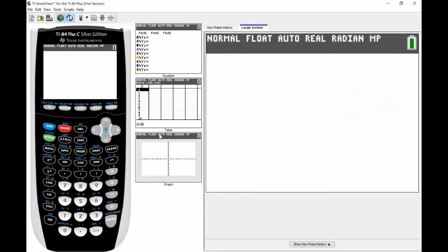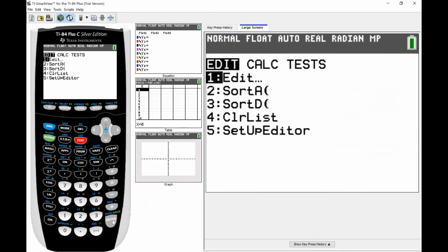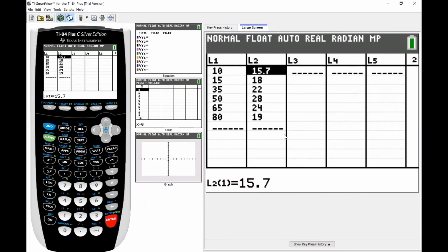I'm going to plug in this information into my table in this last example. So I'm going to go to Stat and Edit, so Enter. And as you can see, I've already got everything plugged in here. Speed in miles per hour, those are in L1, those are X values. Our gas mileage or miles per gallon is in L2, those are our Y values. And again, we're going to make sure we have just as many Y values as we do X values. You can pause the video if you want to plug that into your calculator now.